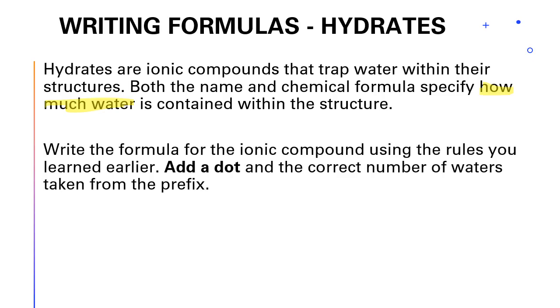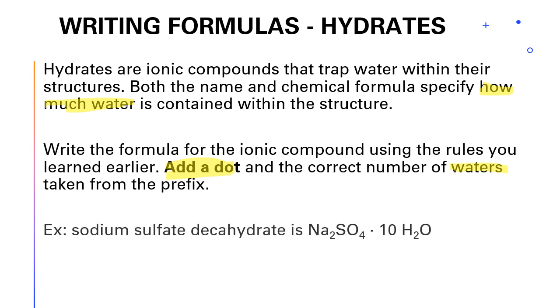So we're going to write the formula for the ionic compound using the same rules we learned earlier. And then what's new is we're going to add a dot and the correct number of waters taken from the prefix. So for example, sodium sulfate has the chemical formula Na2SO4. But then it is deca. Deca, that means 10. And then hydrate, that means water. So the decahydrate means 10 waters, and then notice how there's this little dot in between. So I'm going to write the chemical formula for sodium sulfate and then a dot with 10 waters.